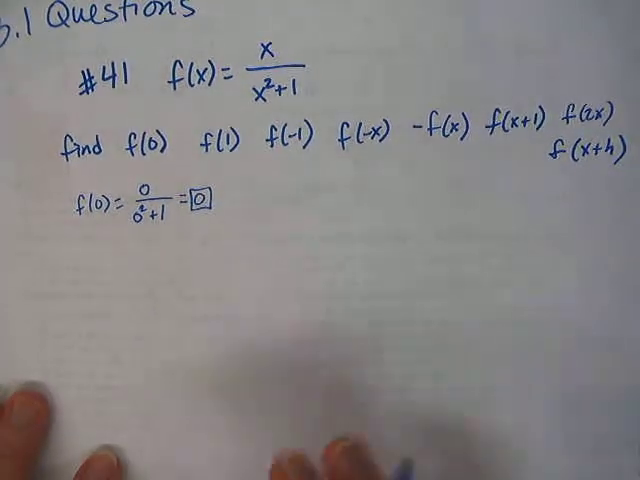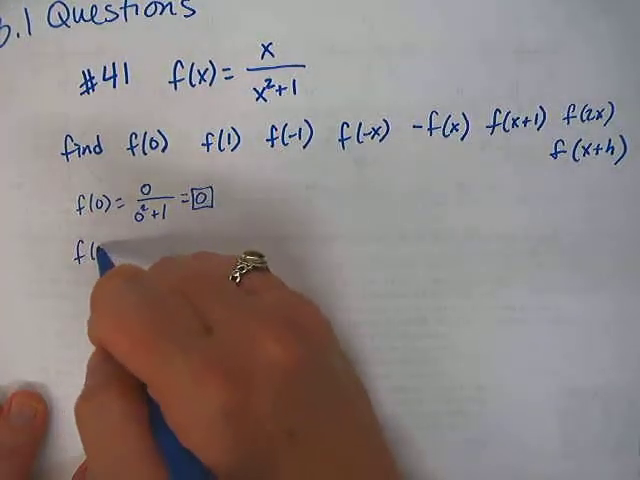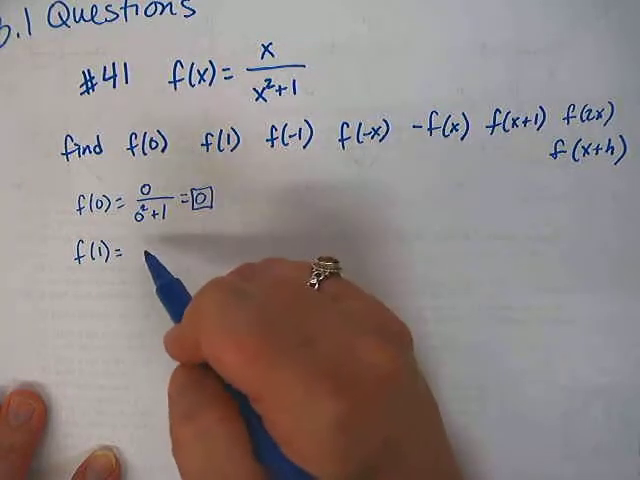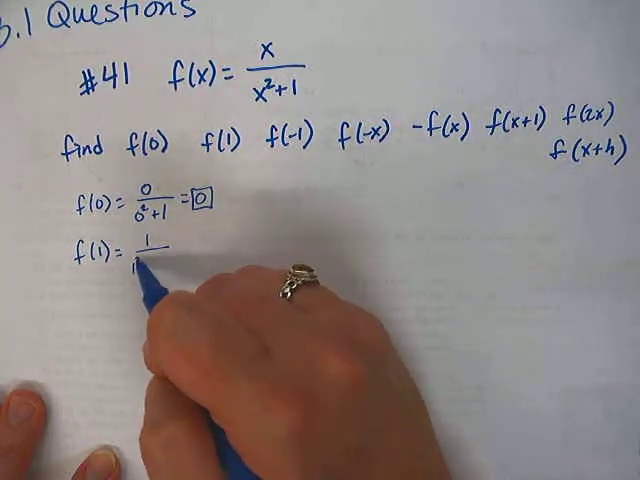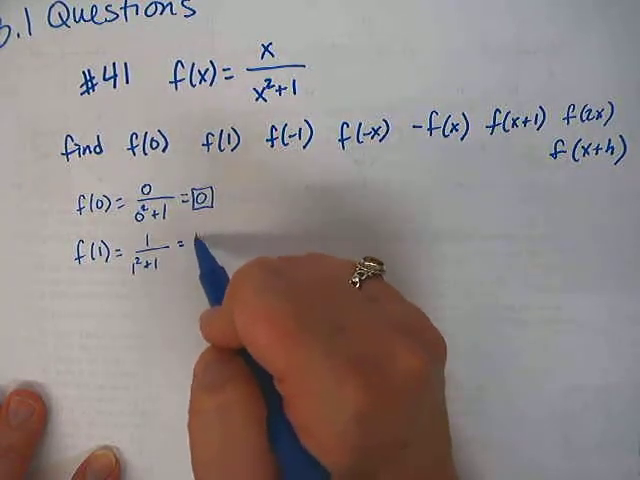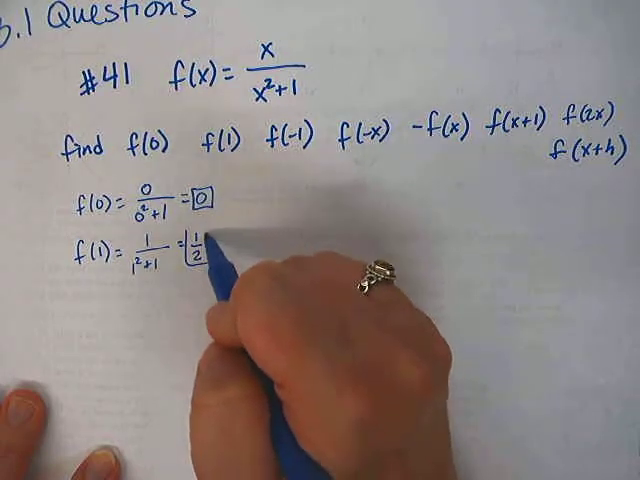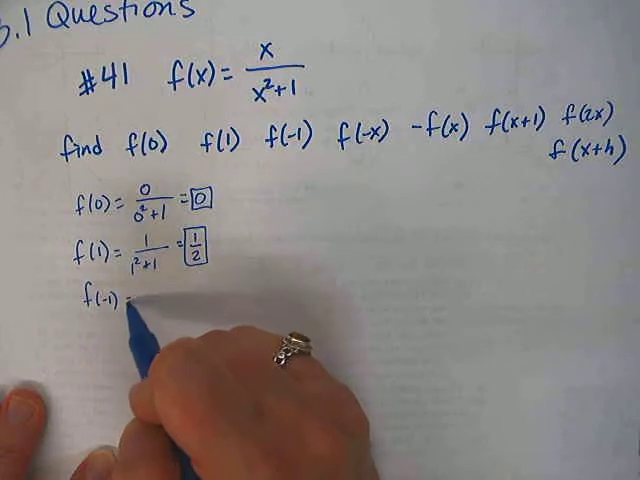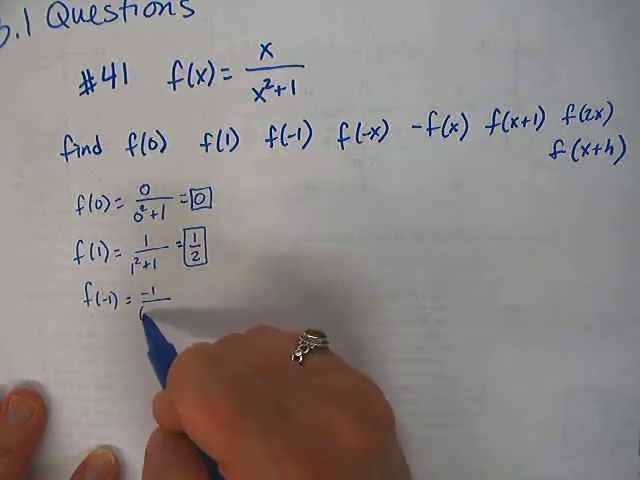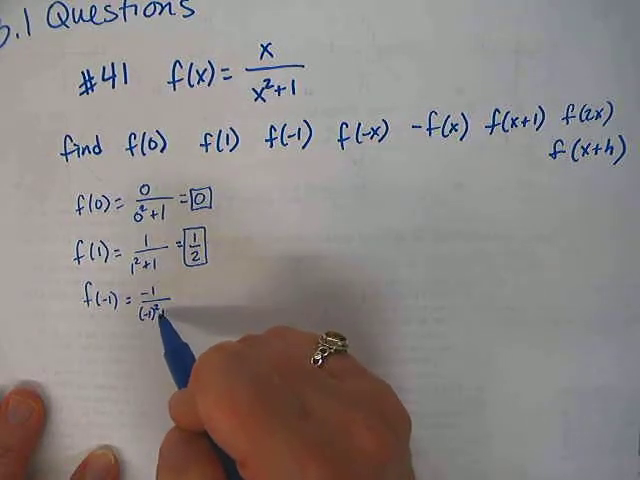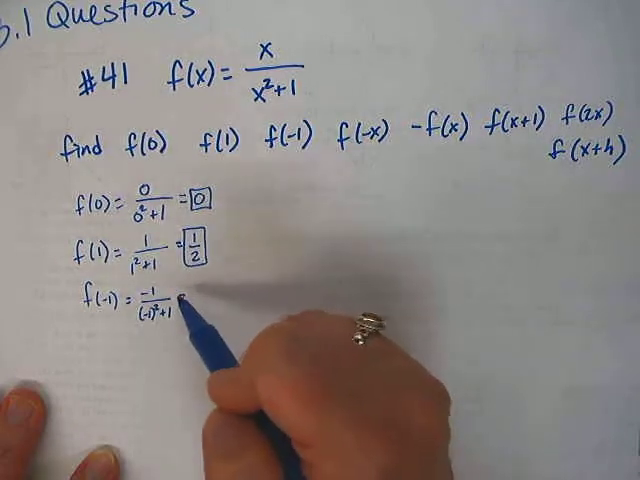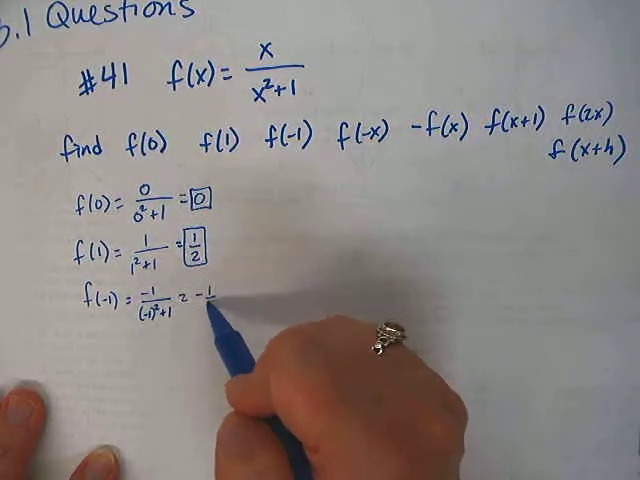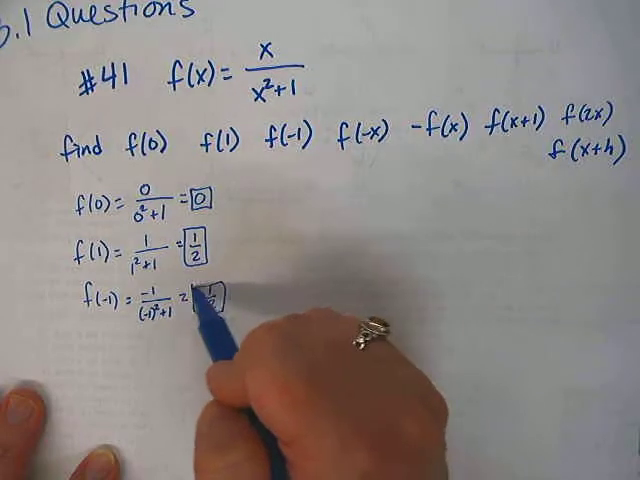Then let's do f of 1. F of 1 means we plug in 1 everywhere that there's an x, which means we get 1/2. F of negative 1 means we plug in a negative 1 everywhere that there's an x. So we get negative 1 over positive 2, or negative 1/2.